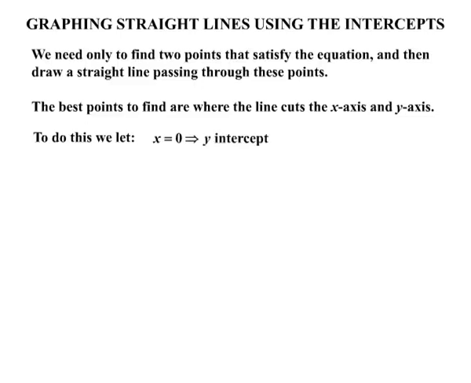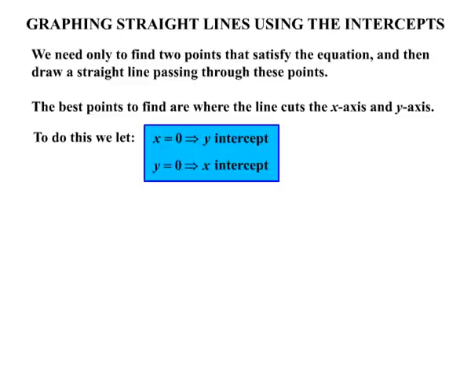In other words, where it cuts the y-axis. And then we also let y equal 0, and that will give us the x-intercept. In other words, where it cuts the x-axis. So that's some important information there. Let x equals 0, gives us the y-intercept. Let y equals 0, that gives us the x-intercept. Let's look at some examples.